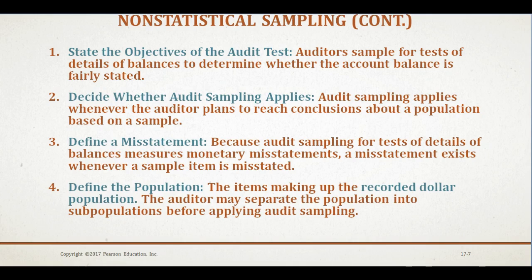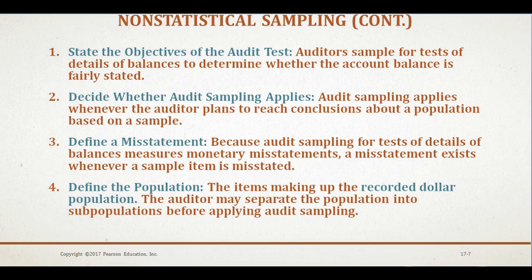The first step in the audit sampling for the test of details of balances is for the auditor to state the objectives of the audit test. Auditors sample for tests of details of balances to determine whether the account balance is fairly stated. The next step is for the auditor to decide whether audit sampling applies for the audit. The audit sampling applies whenever the auditor plans to reach conclusions about a population based on a sample.